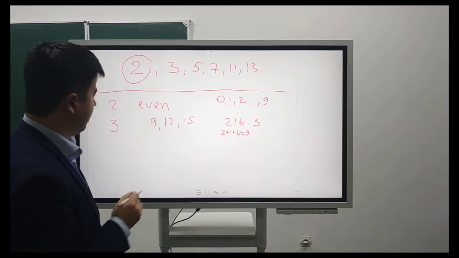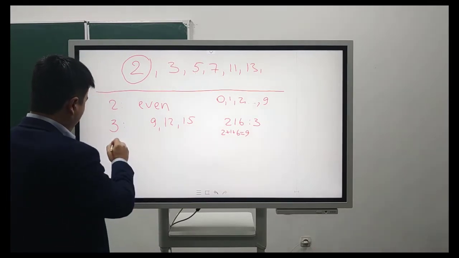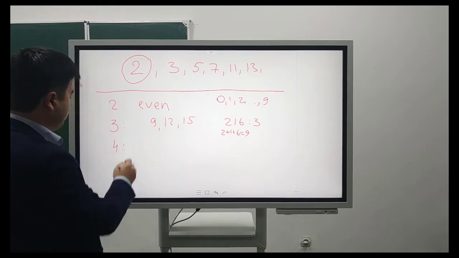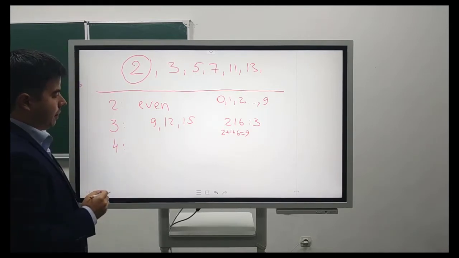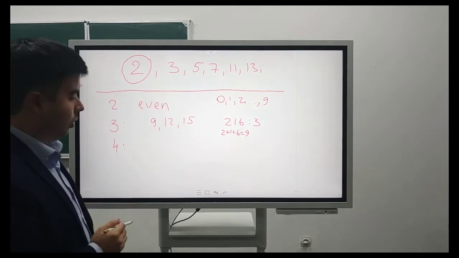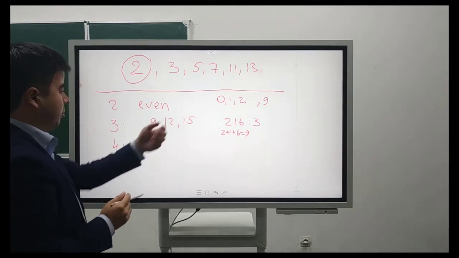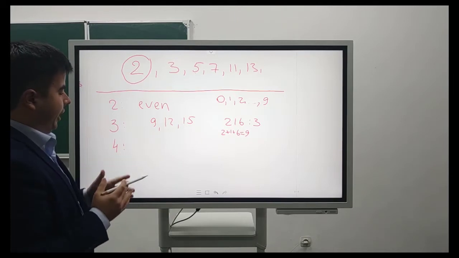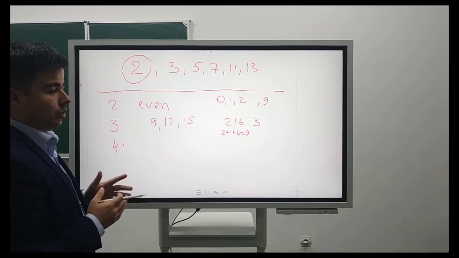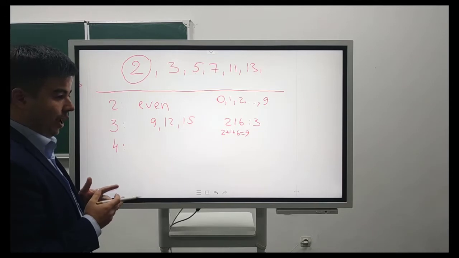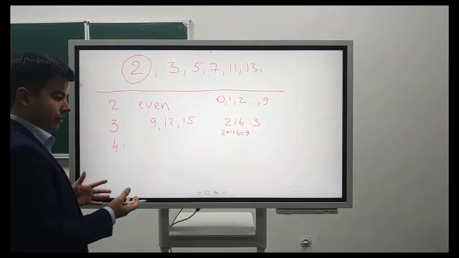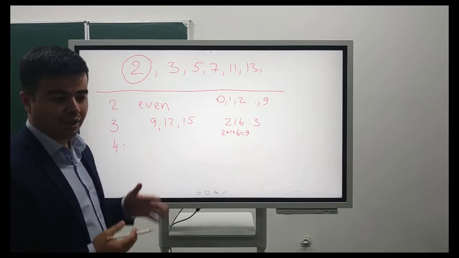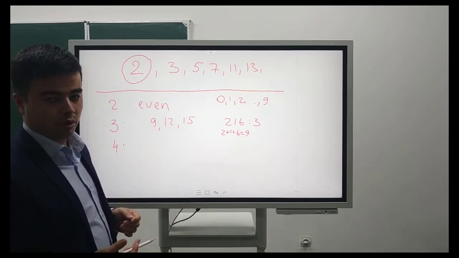I think it's clear. So now, what kind of numbers are divisible by 4? Here also we have a law of division by 4. When the last two digits together give us a number which is divisible by 4, such numbers are divisible by 4.